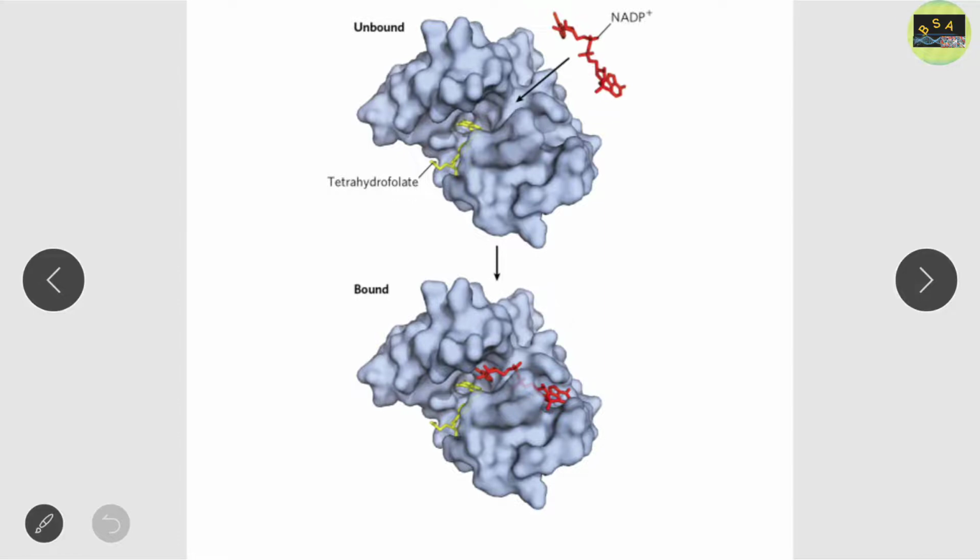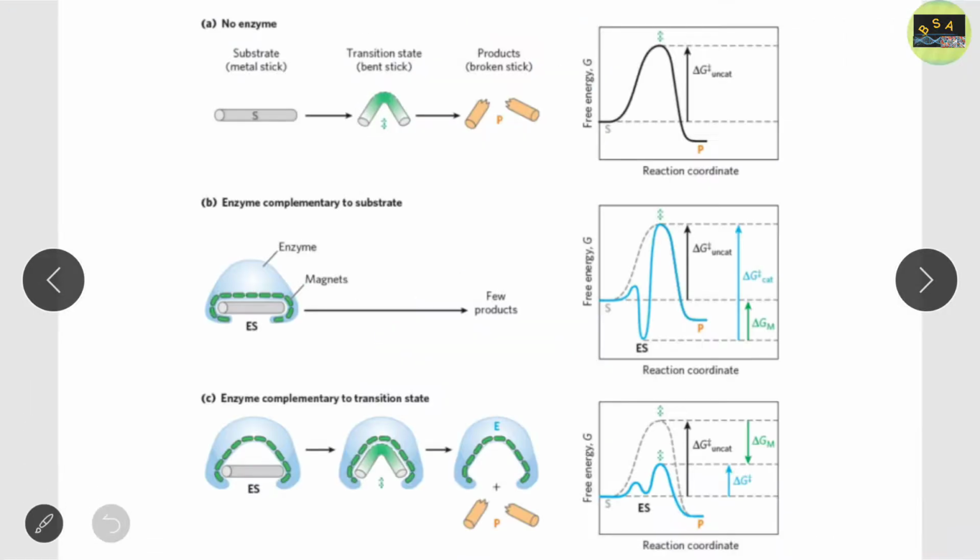Because now if you look at this graph, here three graphs are there, basically three cases. In case 1, there is no enzyme. The substrate is a matchstick. The substrate is going to form the transition state when the matchstick is bent, that is a bent stick, and the product will form when the stick is broken.